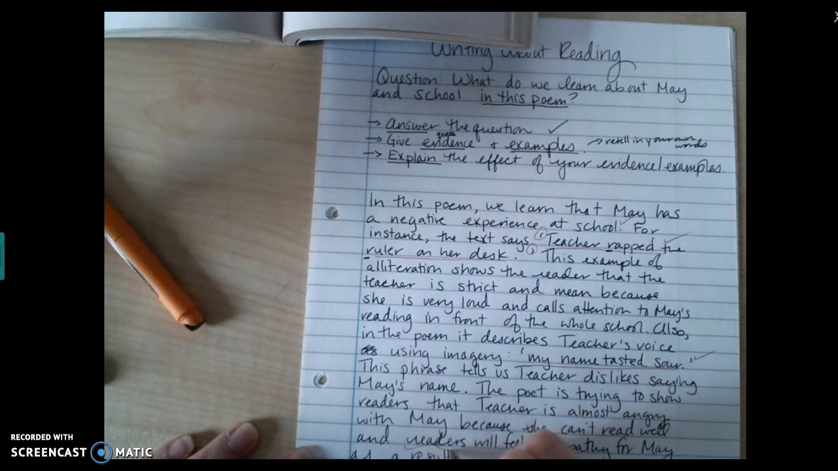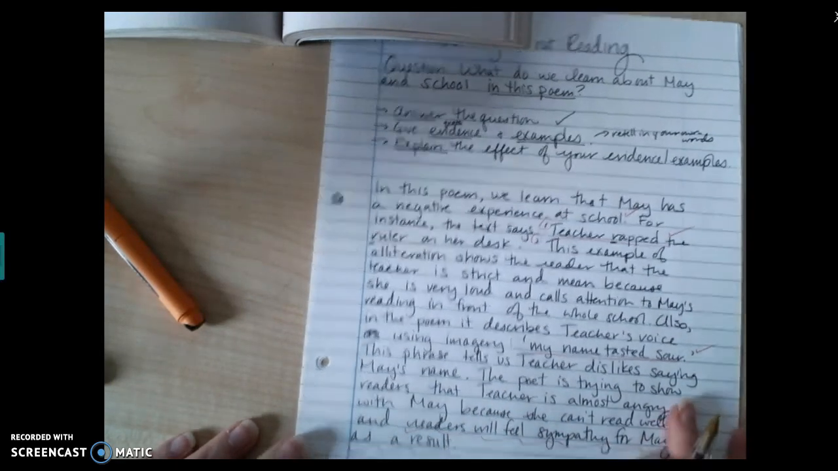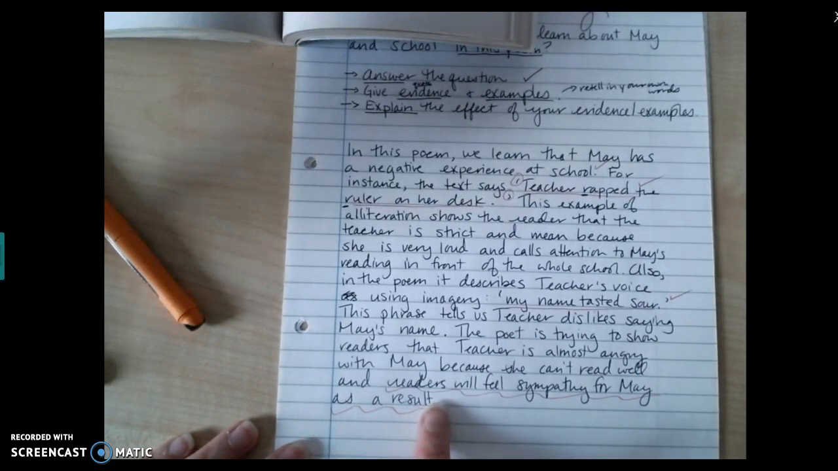And the thing that I really like in this summary is this bit at the end, where I'm talking about readers will feel sympathy for May as a result. Because that's the effect of both of those pieces of evidence that I've got, how readers are going to feel after they read those things. All right, that looks like a great paragraph to me. I hope this helps you write yours. Thanks.